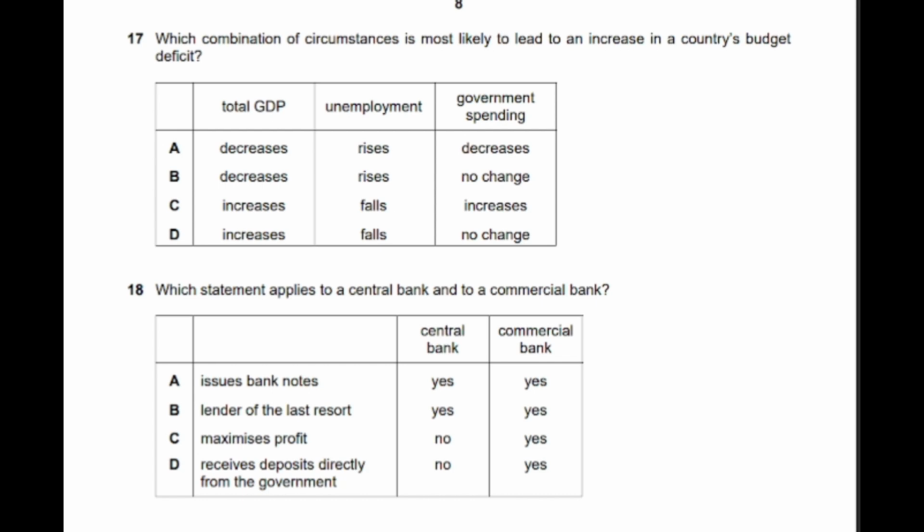Which combination of circumstances is more likely to lead to an increase in budget deficit? Budget deficit is the situation when government's income is less than expenditure, so it means government is spending more and getting less in revenue. Why does it happen? It happens when the government's total GDP is lesser. If GDP decreases, then government expenditure will increase and government income will fall because people are earning less and will be paying less in taxes. Unemployment is rising, right? If unemployment rises, then again it may cause a budget deficit because government will have to pay more unemployment benefits to these unemployed people. Government spending, there should be no change.